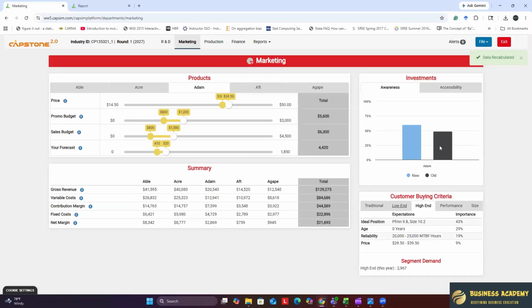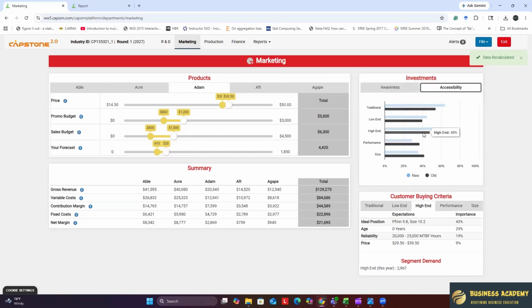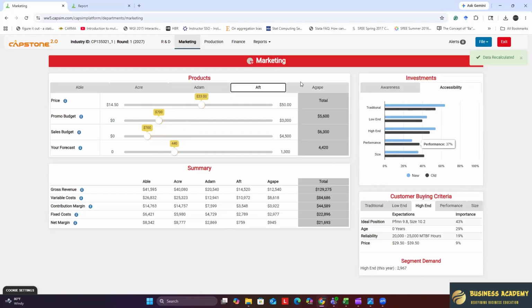Okay, so here's my decision. So my awareness increased from 49 to 60% on this, and my accessibility increased from 48% to 54%, which is again still marginal. Okay, this has to be built over a longer period of time. You could continue with the same thing for both Gabe and Aft.